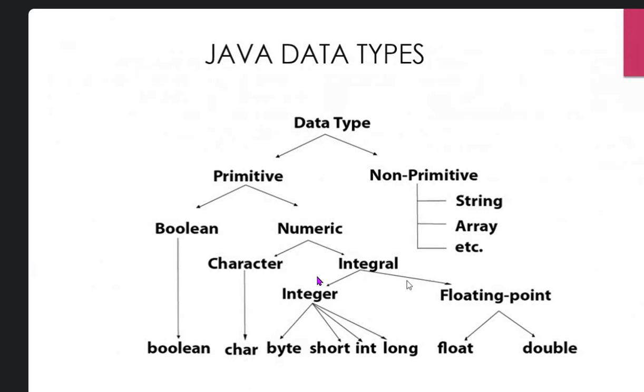And the next one is numeric, which is divided again into character and integral. Character is char, and integral is again divided into integer and floating point. Floating point is float and double. Integer is byte, short, int, and long. These are the data types we have classified.